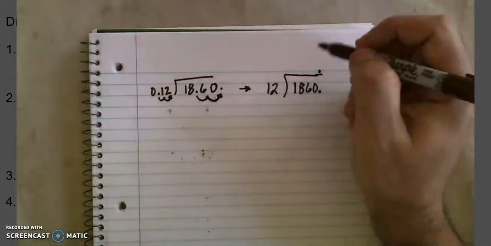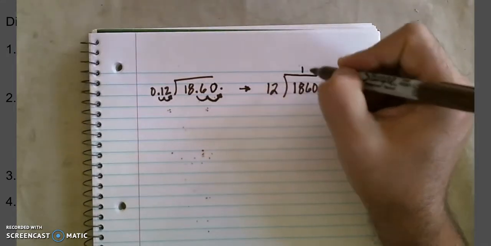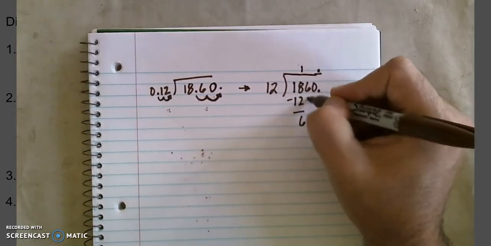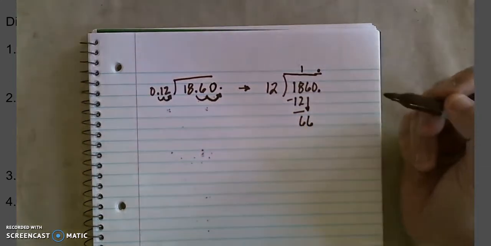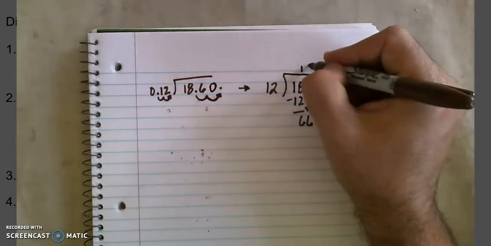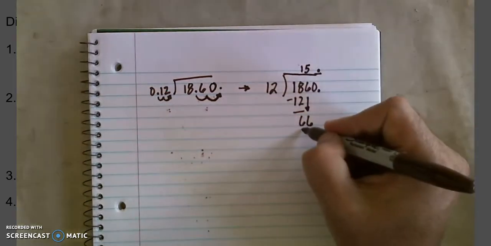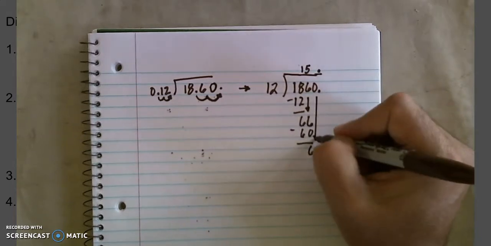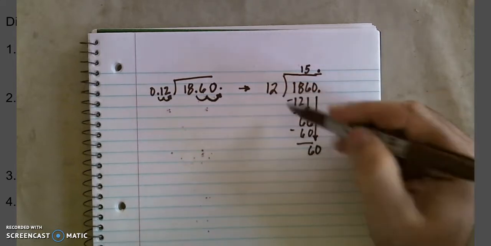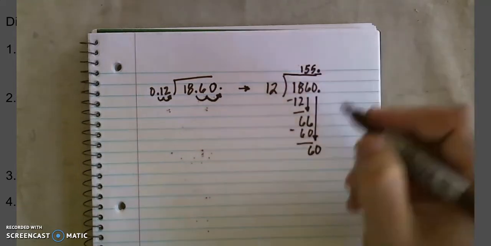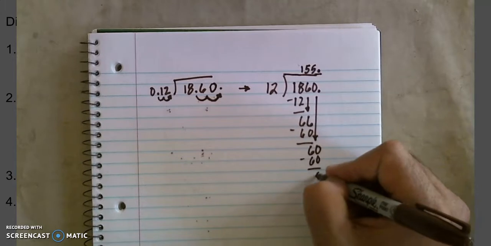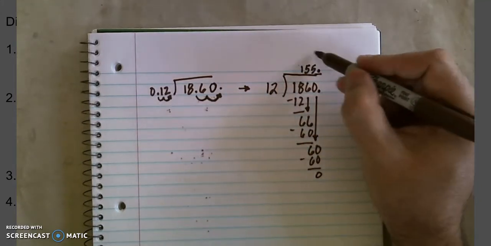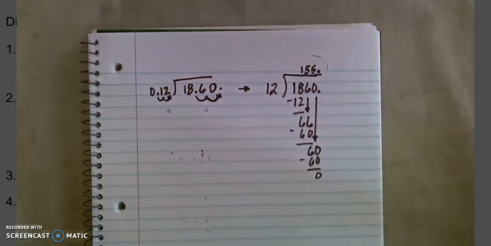Now I'm going to just do my long division as normal. 12 goes into 18 once. Subtract, I get 6. 6 is less than 12, so I'm okay to bring down that 6. 12 goes into 66 5 times, which is 60. When I subtract, I get 6. Bring down a 0. 12 goes into 60 5 times. I have a 0 here. I have no more numbers to bring down, so my quotient is going to be 155.